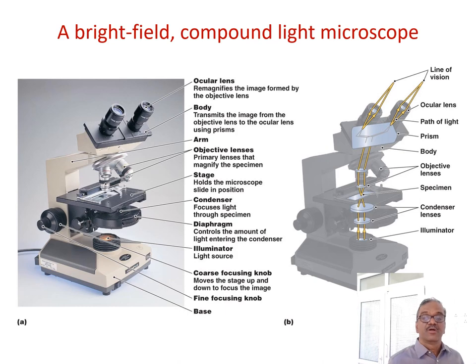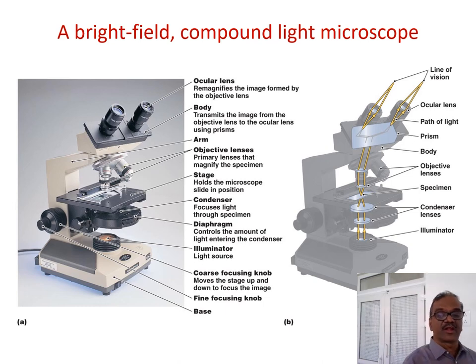Okay, next. So this is the whole parts. Already you have seen fine adjusting knob, base, then coarse focusing knob, illuminator, diaphragm, condenser, stage, objective lens, then arm, body, ocular lens or eyepiece. Everything is given here. Is it clear? Okay, so here based on the number of ocular lenses, we have monocular microscope, binocular microscope, trinocular microscope.